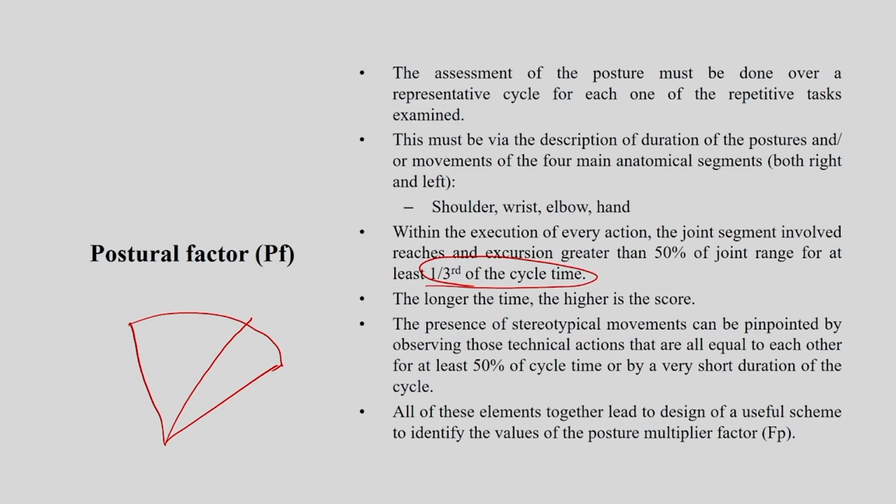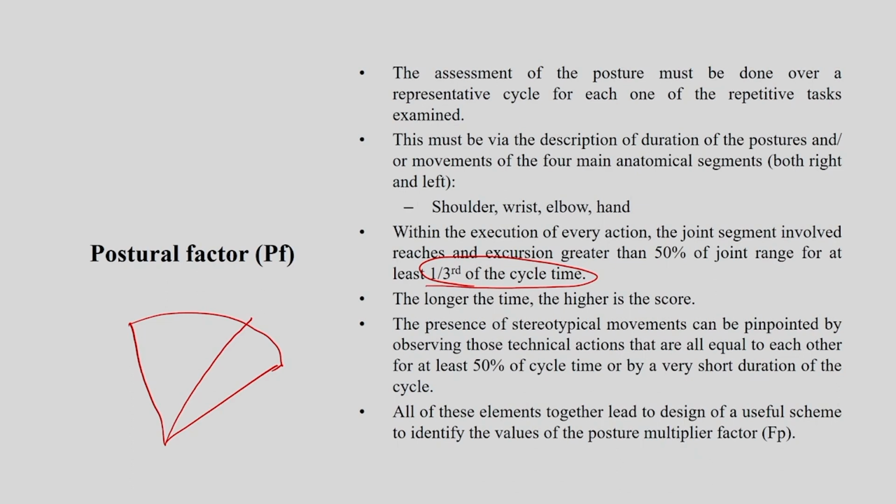It is a very common understanding that if you are away from the normal range for a longer duration, you are definitely going to struggle more to hold that particular posture. Here also we are going for the same concept: if a joint is holding more than 50% of its range for 1/3 of the whole cycle time, then you need to consider it and take it as a value.